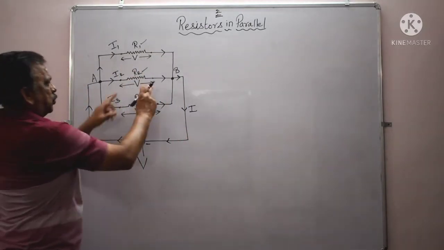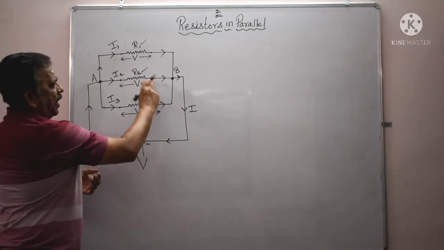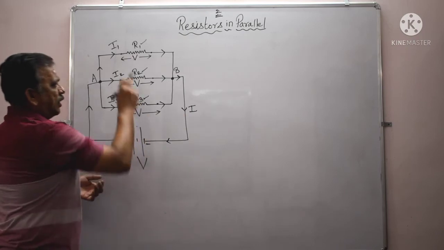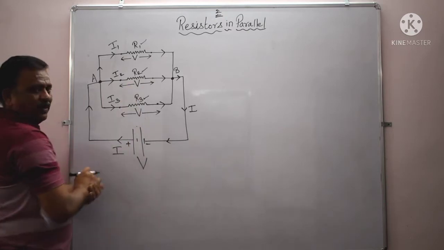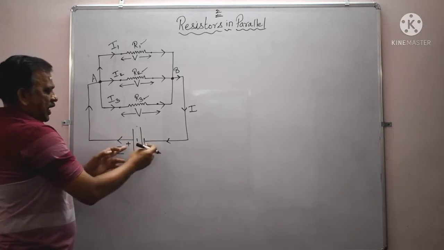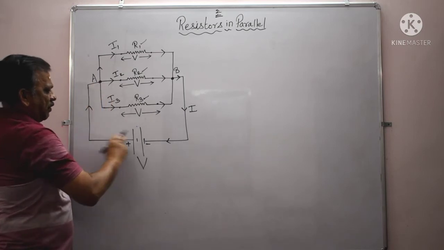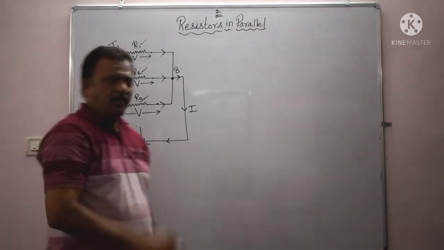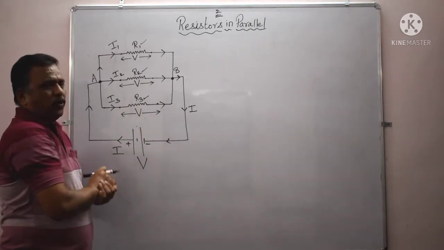Right, now if you look at R2, the two ends of R2, the left end is connected to positive of the battery and the right end through the junction point B is connected to negative of the battery, which means the voltage across R2 and the battery voltage will be same. Again, if you look at R3, the two ends of R3 through the junction point are connected to positive and negative of the battery. The left end of R3 is connected to positive of the battery and the right end of R3 is connected to negative terminal of the battery. So thus the voltage across R3 again will be same as that of the battery voltage.